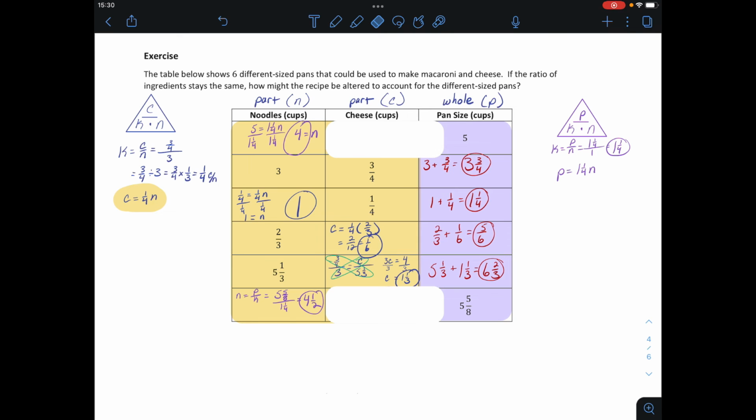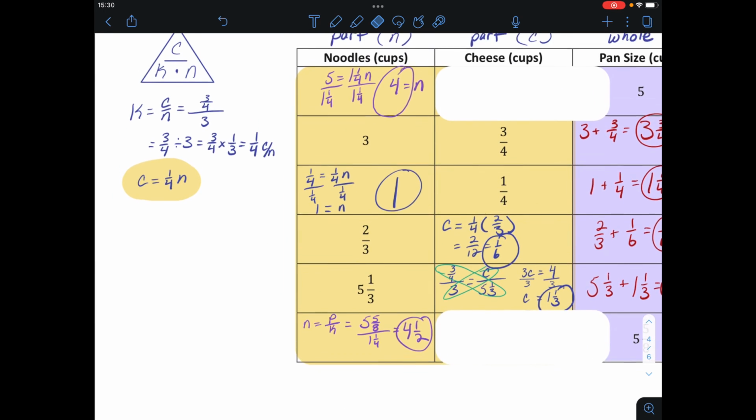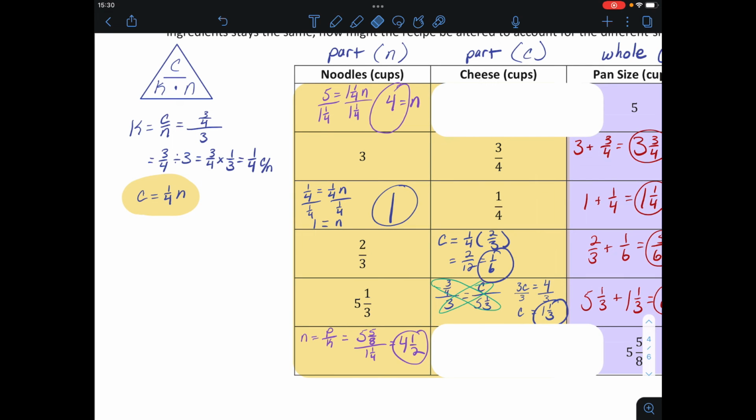Now that we've done this, there are only 2 spots left on our whole table. We could go through the effort of making a whole new unit rate for the pan and the cheese, but we actually already have a unit rate between the noodles and the cheese, so we can still use that original unit rate that we had on the left of our screen here to solve using our numbers of noodle cups to find our cheese cups.